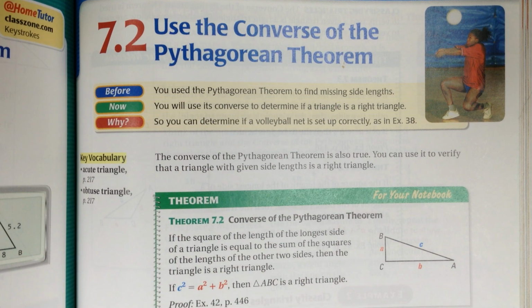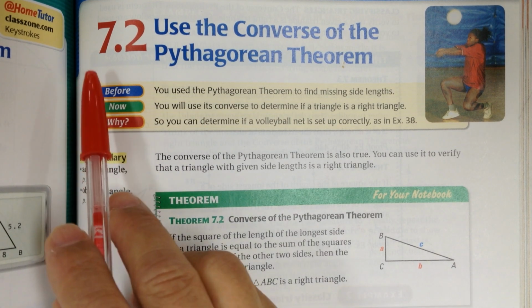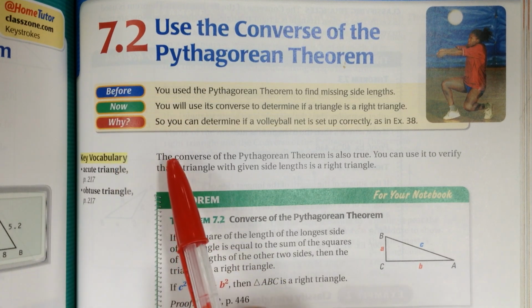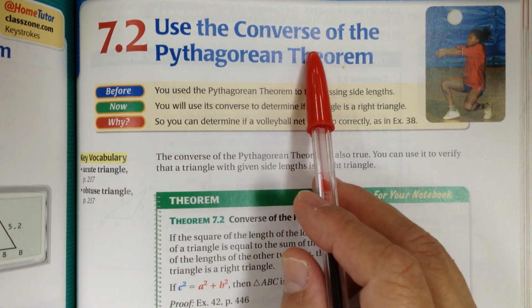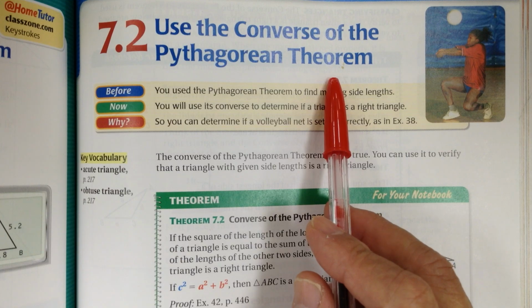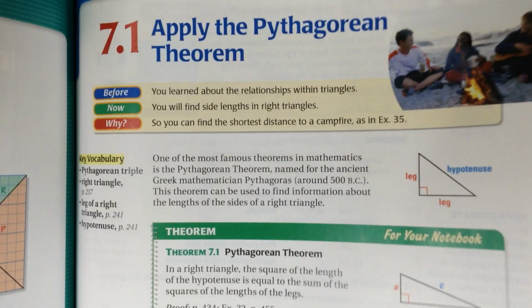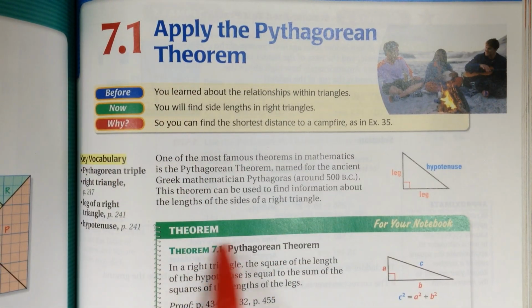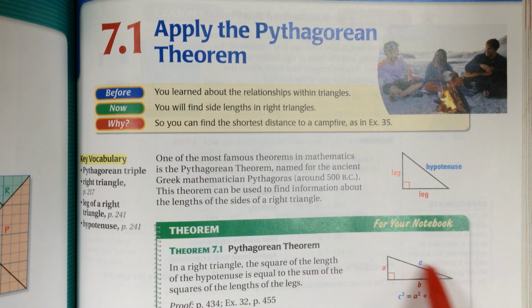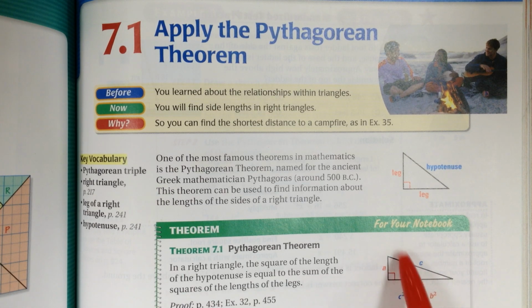Let's go to page 441. This is lesson 7.2. This lesson is to use the converse of the Pythagorean theorem. As you recall from 7.1, the theorem is, if it's a right triangle, then c squared equals a squared plus b squared. So again, if it's a right triangle, then c squared will equal a squared plus b squared.